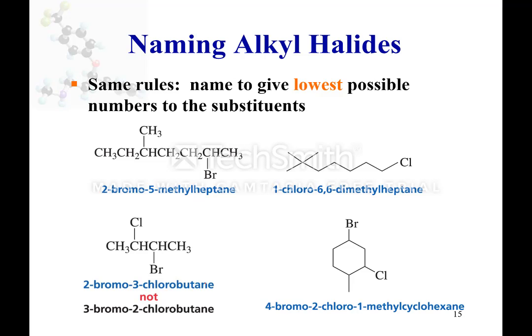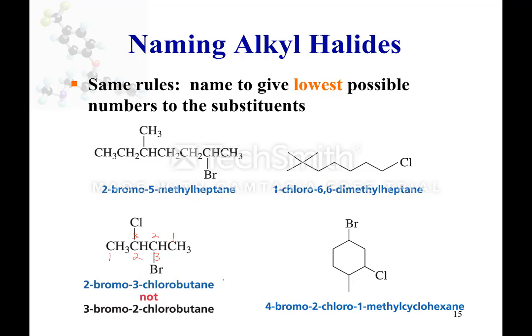Now here are some examples of slightly more complex haloalkanes, and you can see that there are other substituents other than the halogens as well. But basically the same rules apply. You find the longest carbon chain and then you give to the substituents the lowest set of numbers possible. In this particular example, whether you name from the left or the right, you'll see that you end up with 2, 3 as the substituents.